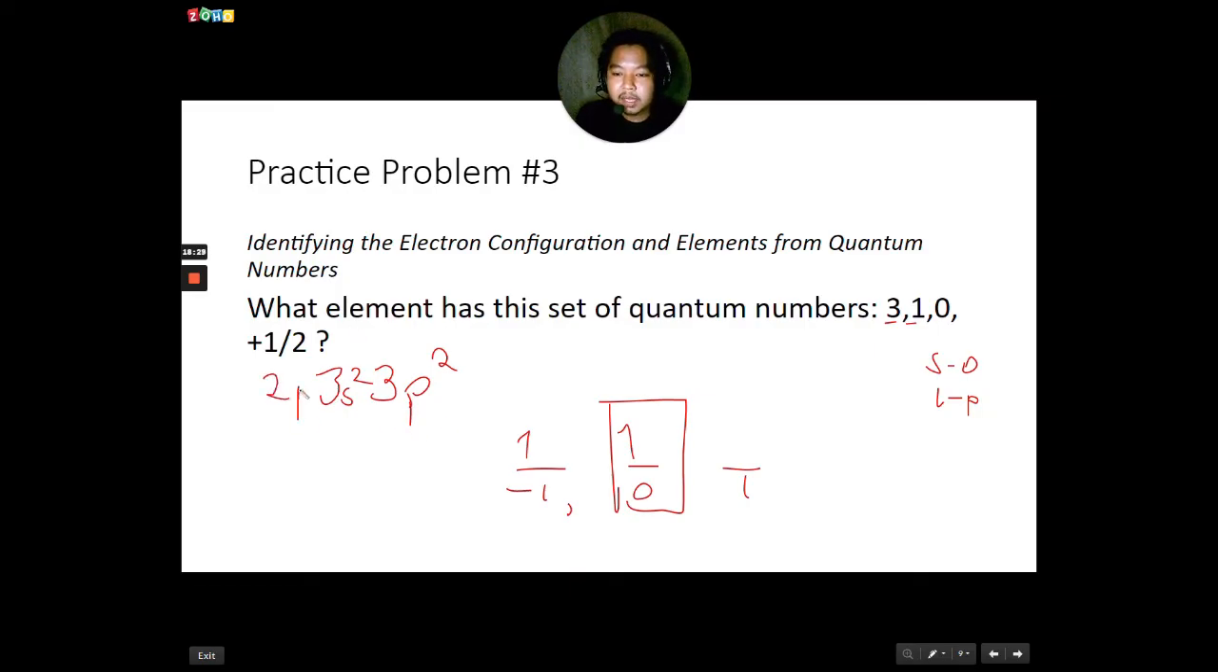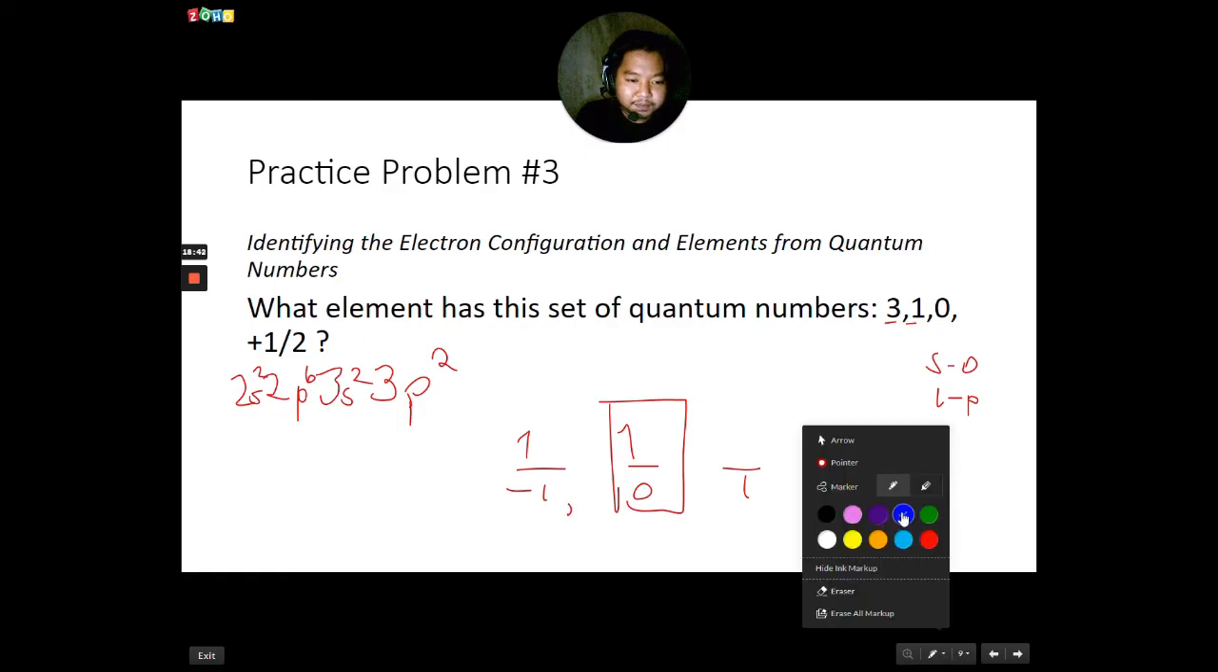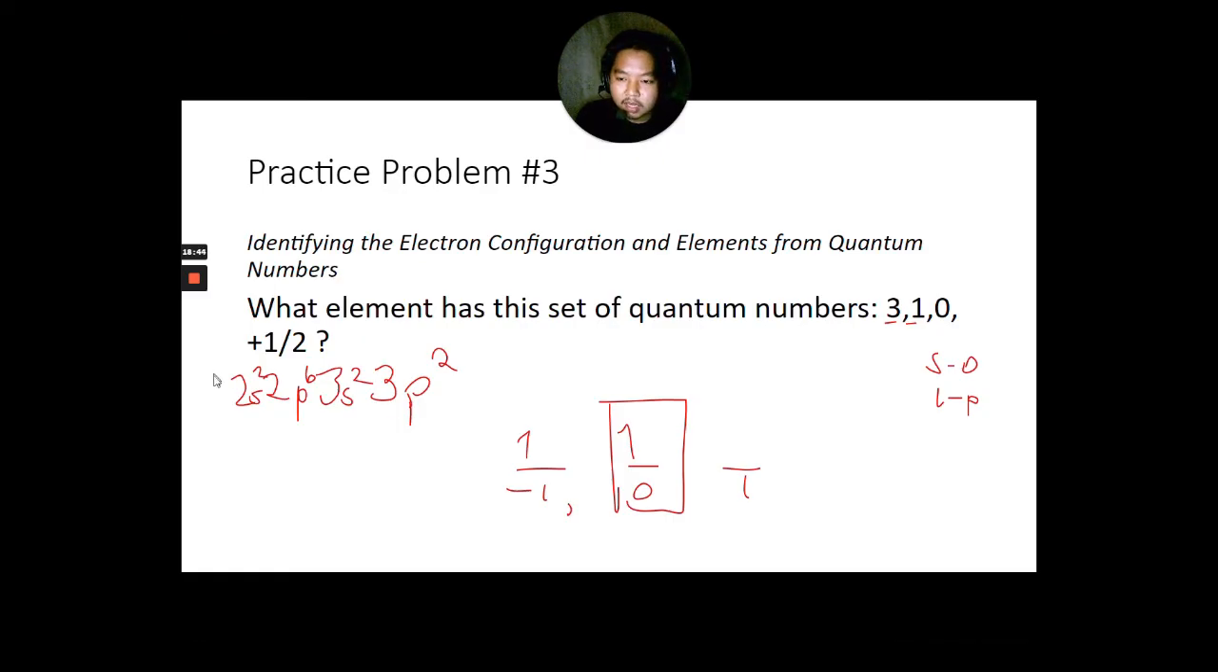That's 2p6, and then that's 2s2, and then 1s2. So if we count, we now have the electron configuration. If we count, that's 2, 4, 10, 12, 14.